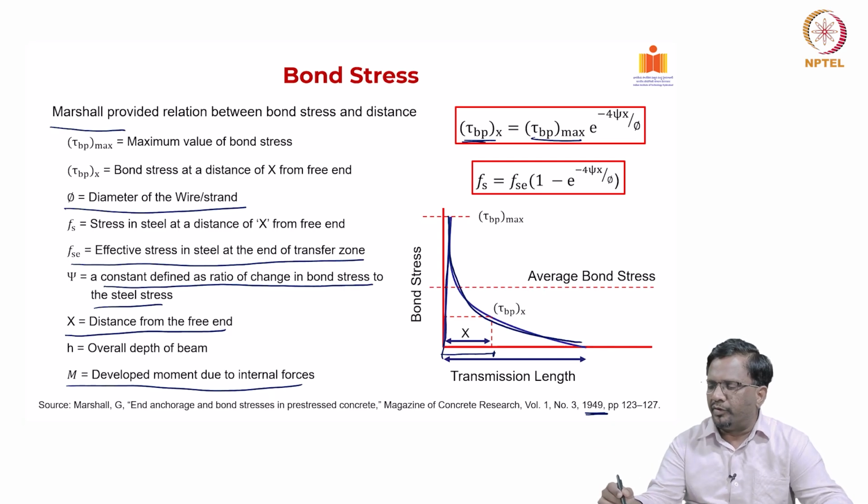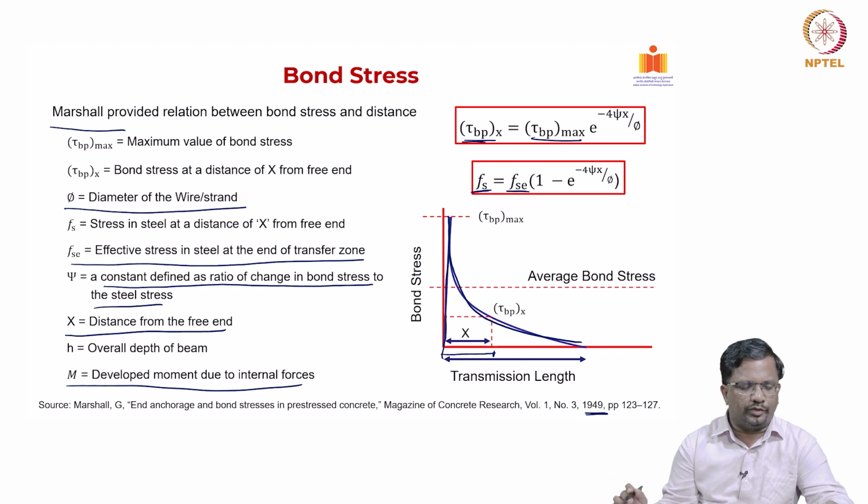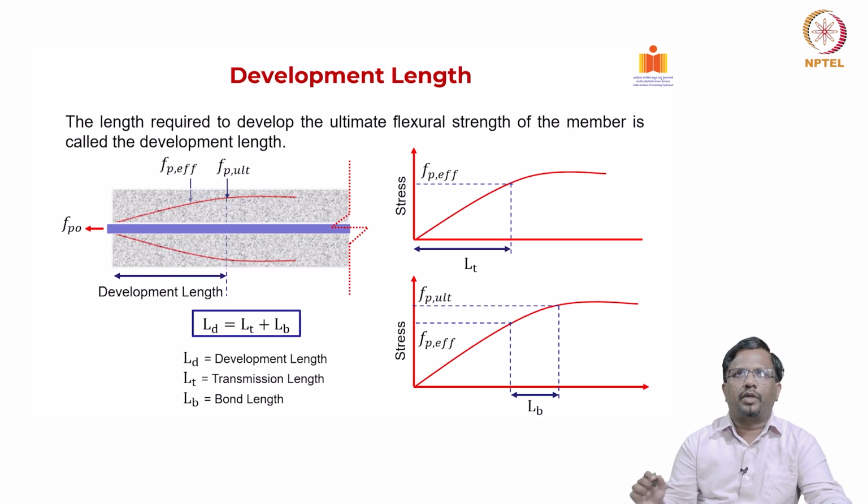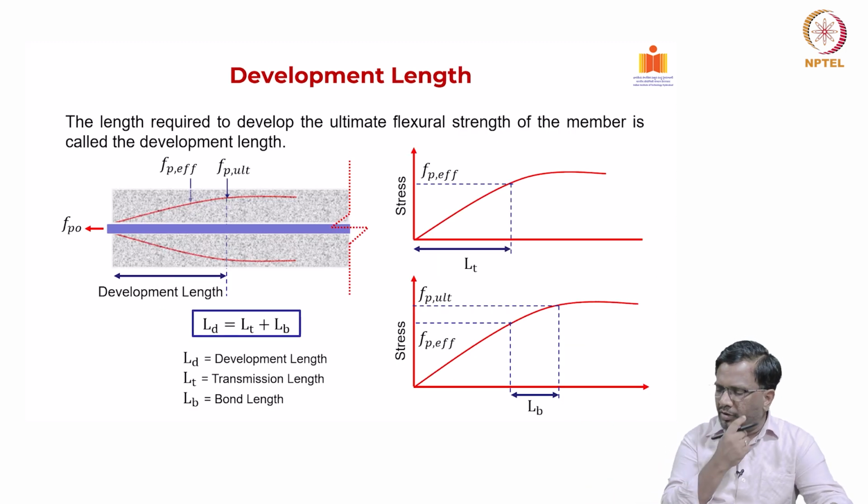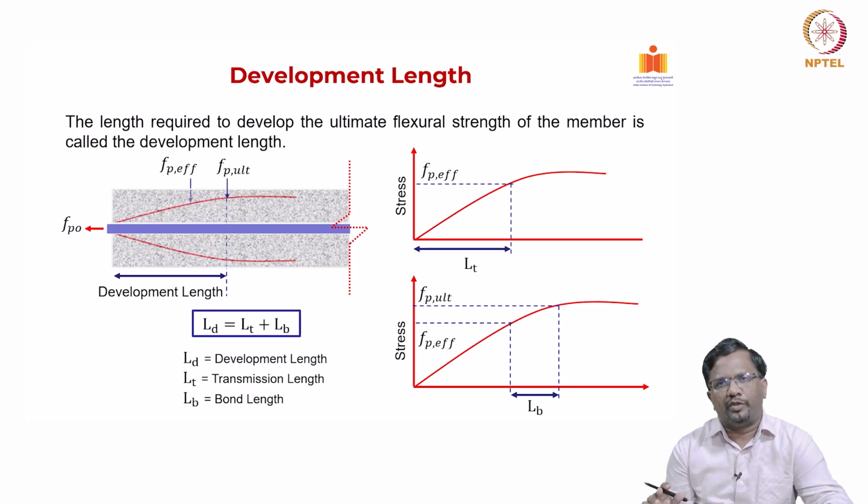Similarly, the expression for the steel stress is also given. The stress in the steel at any distance x can be given as a function of the effective stress times 1 minus e to the power of minus 4 psi x by phi. Okay. So, this way we can calculate the parameters. So, this is the bond stress expression that is developed in the transfer length.